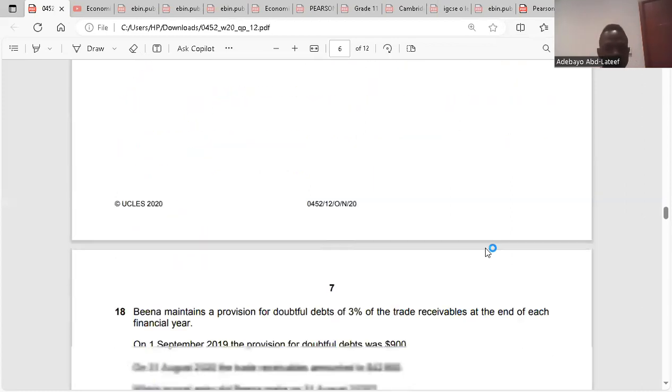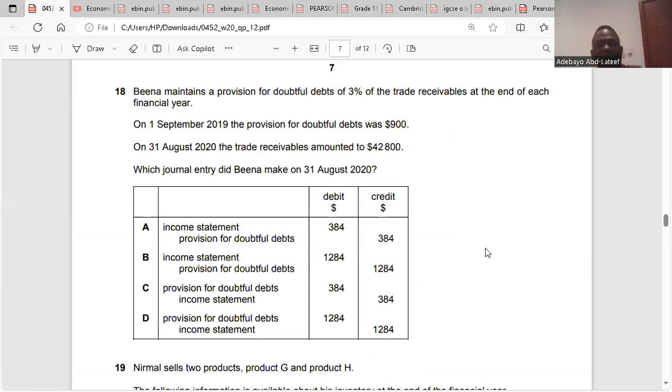Question 18. Bernard maintains a provision for doubtful debts of 3% of trade receivables at the end of each year. It got this: 42,800. Did you get it right? No. Yeah. So 42,800 multiplied by 3% is 1,284. That is for September 2019. For September 2019, the provision for doubtful debts is 1,284. That's 3% of trade receivables.